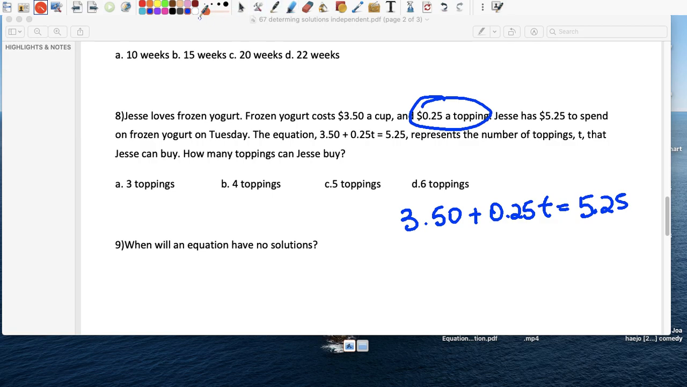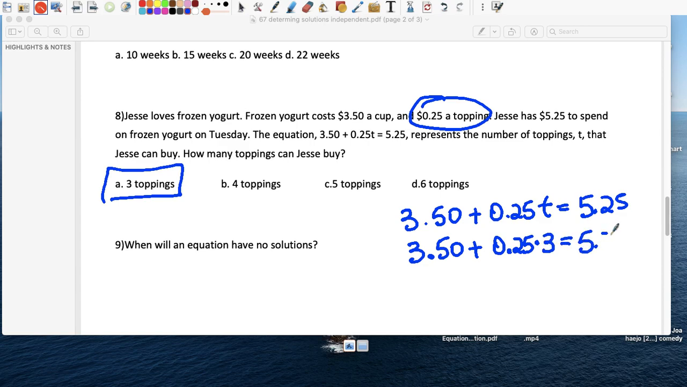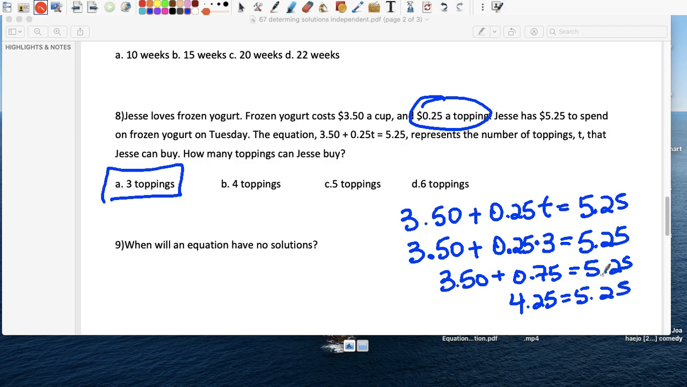So, let's see if three toppings is okay. So, 3.50 plus 0.25, but then three toppings, so multiply by 3, equals 5.25. A ver si te alcanza, ¿no? So, 3.50, 25 cents times 3 is 0.75, equals 5.25. 3.50 plus 0.75 is going to be 4.25, equals 5.25.